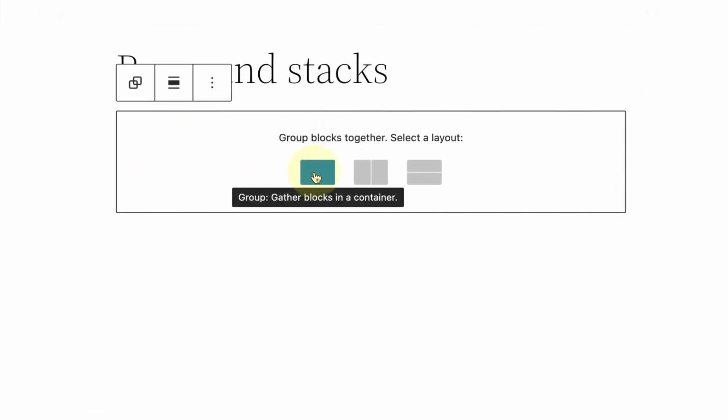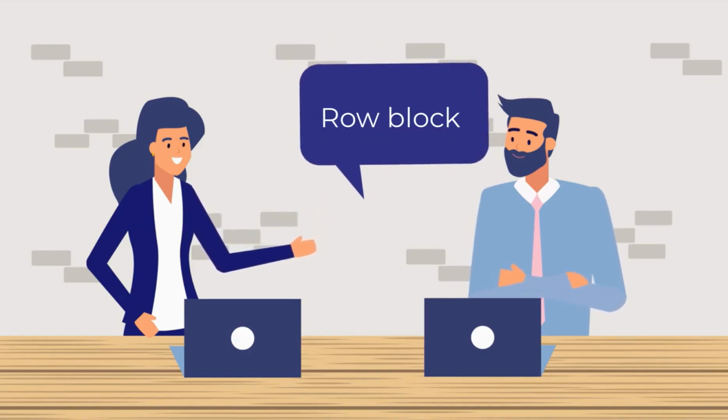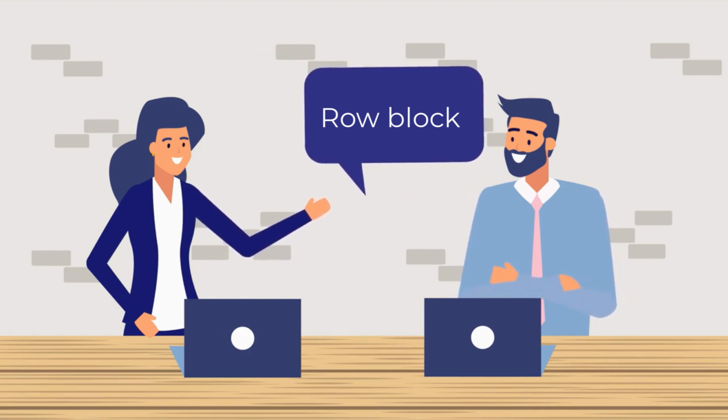The standard group block, which gathers blocks in a container. The row block, which arranges blocks horizontally. And the stack block, which arranges blocks vertically. To start, let's look at some common examples of where the row block will come in handy.